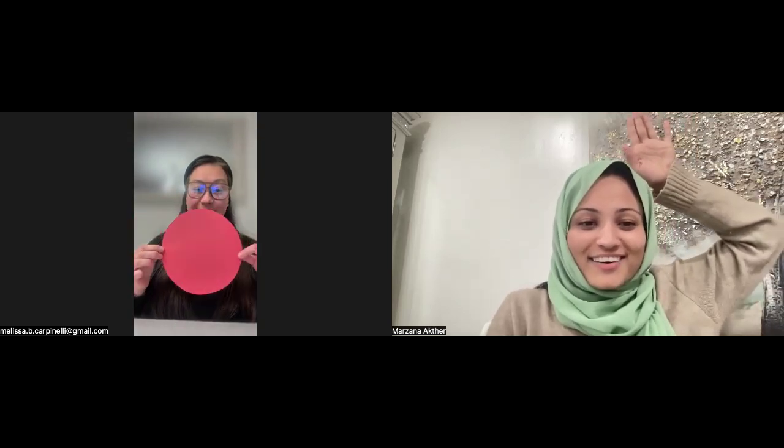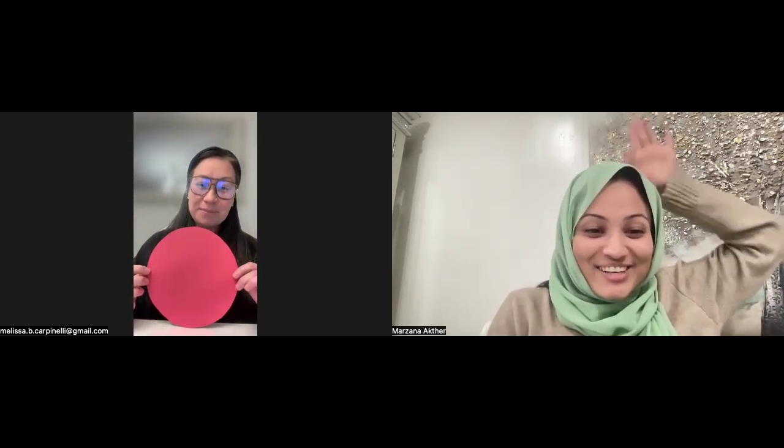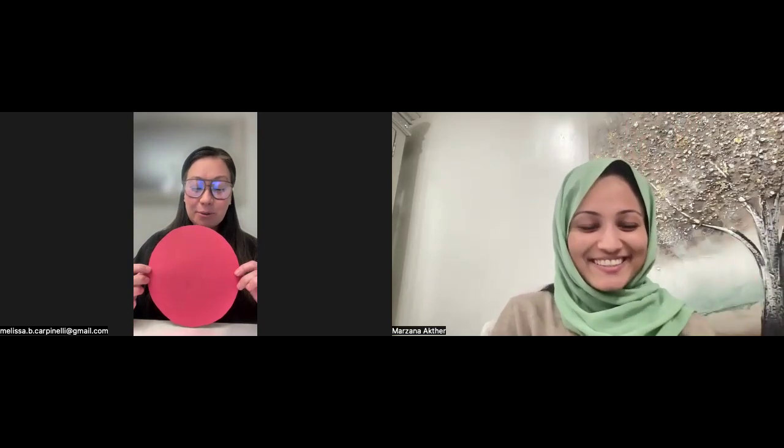Yes, it looks like a donut. Absolutely. That's a perfect answer. Perfect. So now let's move on to the square. Who knows what a square looks like? A square. Can you help me?